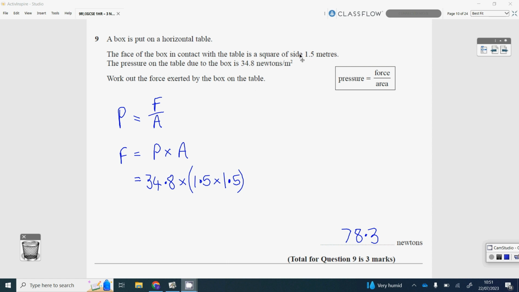The square has sides of 1.5. So how do you work out the area of a square? It's just base times height. So 1.5 times 1.5. So popping that into our calculator, we get 78.3 newtons. This was straightforward. You didn't have to fiddle around with the units, which you sometimes have to do. We're dealing with newtons here, meters here. So there was no need to change any units.